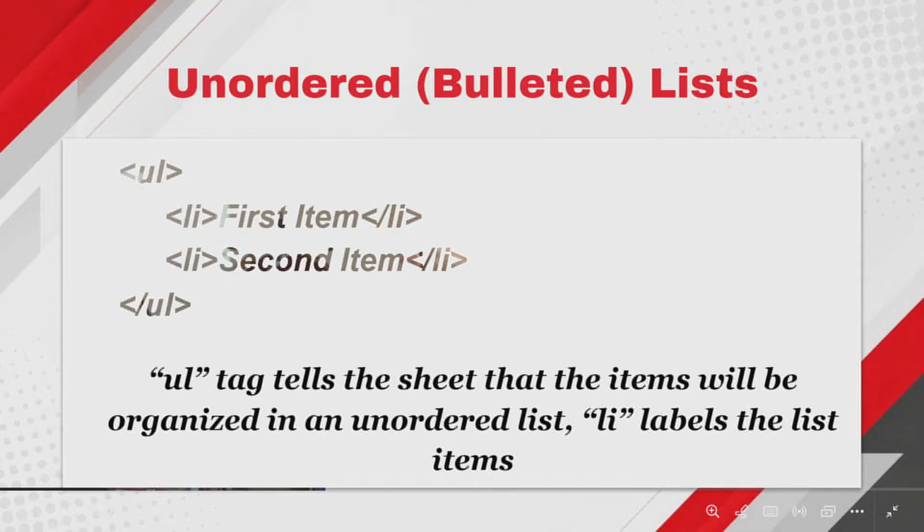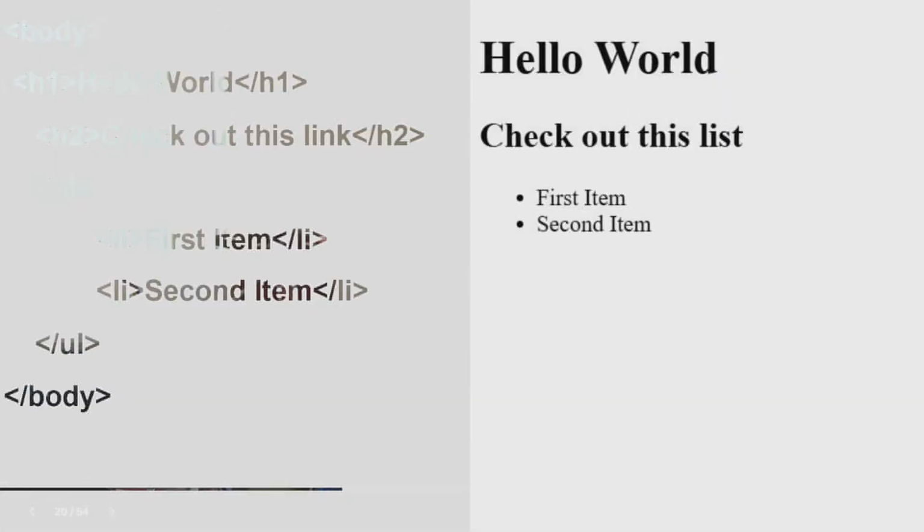And so if we look over here, you can see we have some headers up there, and then we have that UL element. We have first item, second item, closing tag, and then over there we can see first item, second item, and they are bulleted. Does everyone understand? Does that make sense?